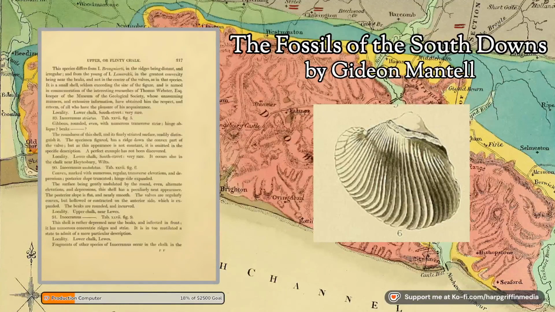90. Inoceramus undulatus. Tablet 27, Figure 6. Convex, marked with numerous regular transverse elevations and depressions, posterior slope truncated, hinge side expanded. The surface being gently undulated by the round, even, alternate elevations and depressions, this shell has a peculiarly neat appearance. The posterior slope is flat and nearly smooth. The valves are regularly convex, but hollowed or contracted on the anterior side, which is expanded. The beaks are rounded and incurved. Locality: Upper Chalk, near Lewes.